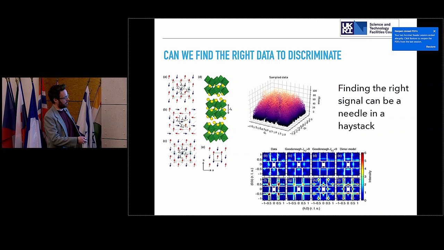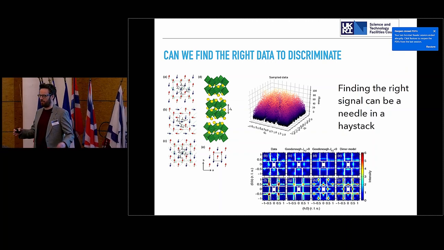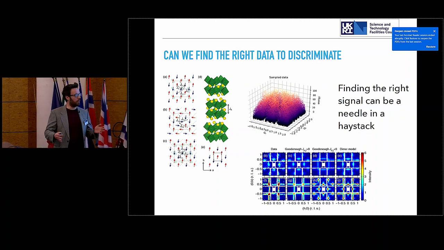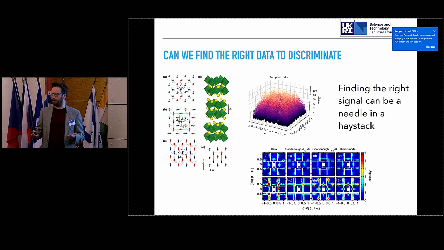And this is effectively the slice in Q space and energy space that they arrived upon. You can see these points of high density here, and they match up with the Goodenough model here, whereas for these two different models, you have the high density points at different places in space. That's the smoking gun that allowed for discrimination between the models. But that's obviously incredibly tedious and incredibly difficult.